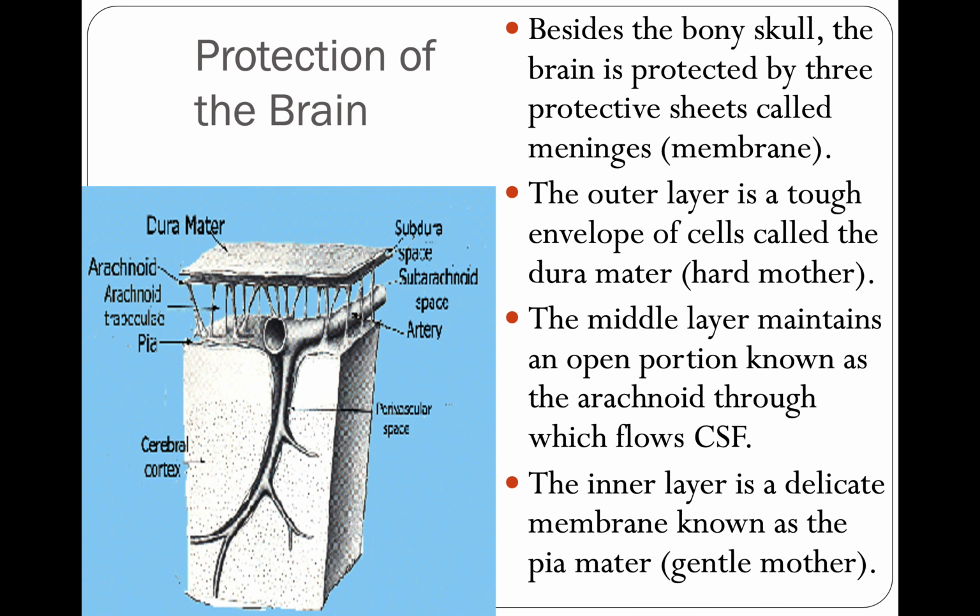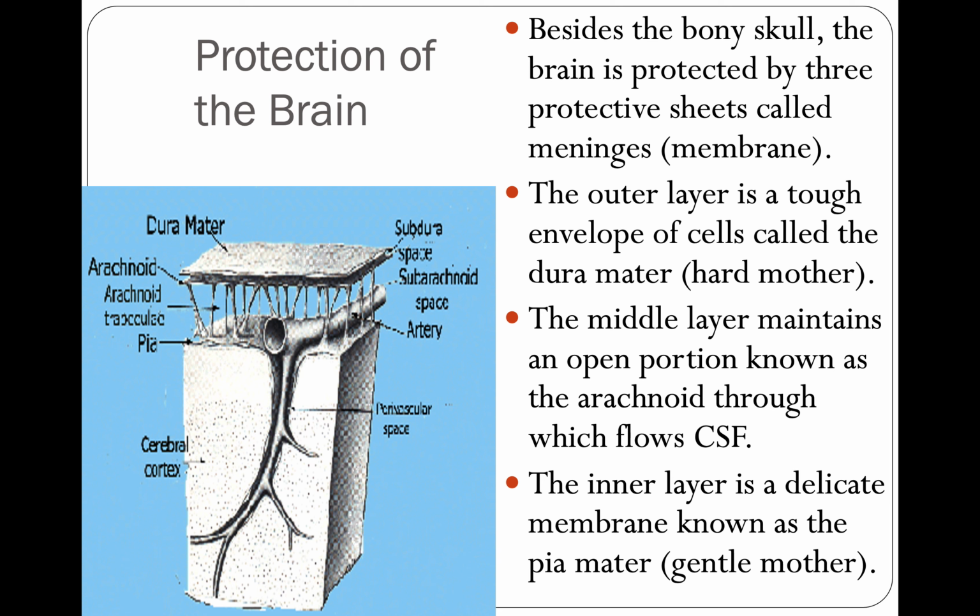Besides the bony skull, the brain is protected by 3 protective sheets called meninges. Meninges actually means membrane. Meningitis is an infection of the meninges. The outer layer is a tough envelope of cells called the dura mater, which means hard mother. I guess you can take that any way you want.